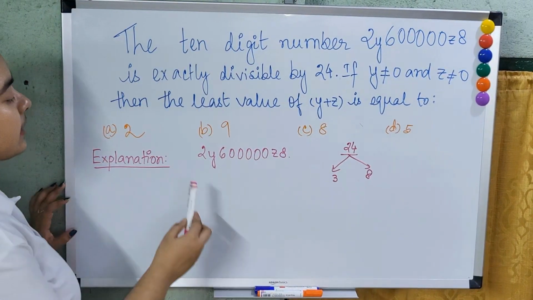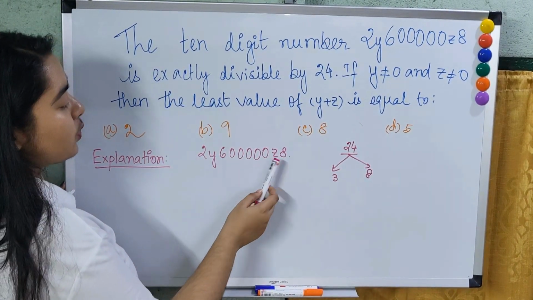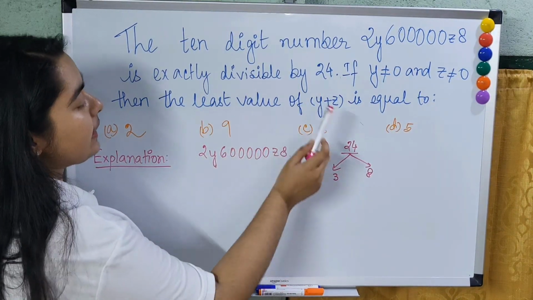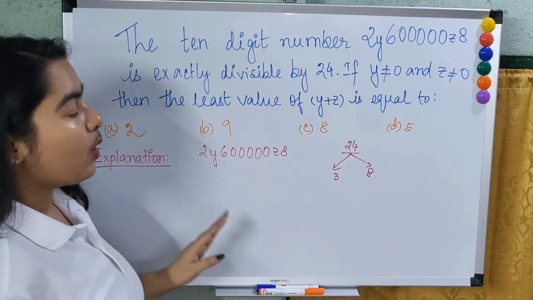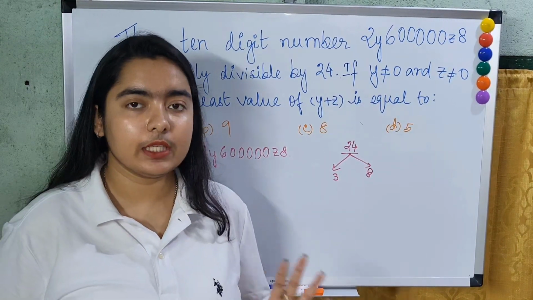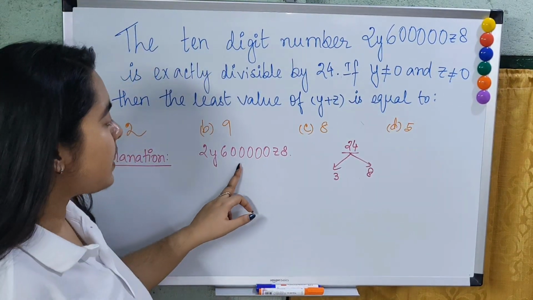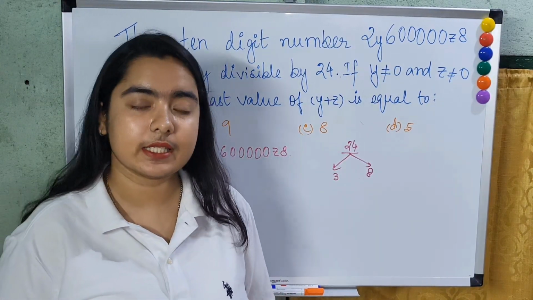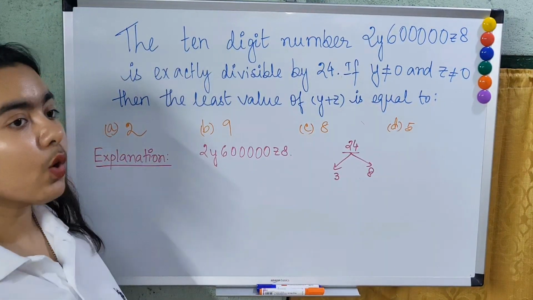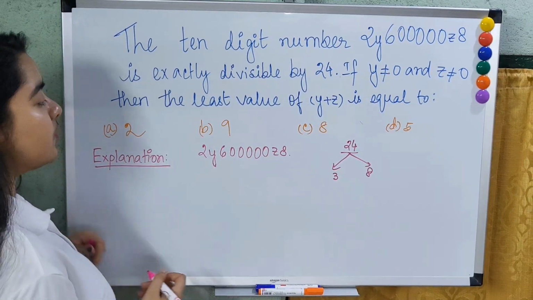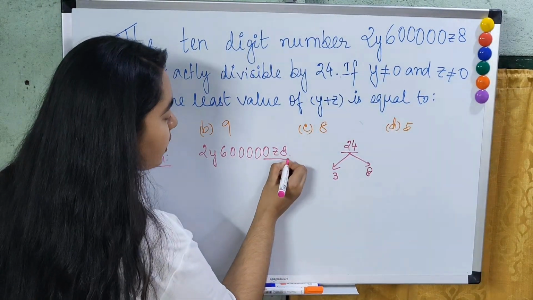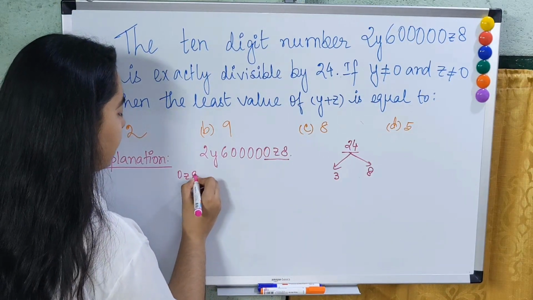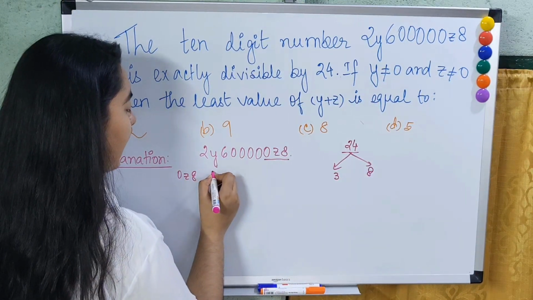We are given that 2y6000z8 is a 10-digit number and this 10-digit number is exactly divisible by 24. Now 24 is actually 3 into 8. So this number must be divisible by 3 as well as by 8. We know that if a number is divisible by 8, then the last 3 digits must be divisible by 8. So 0z8 must be divisible by 8.